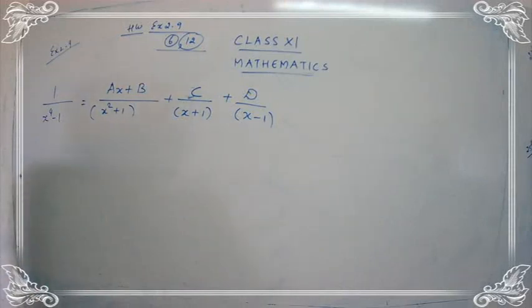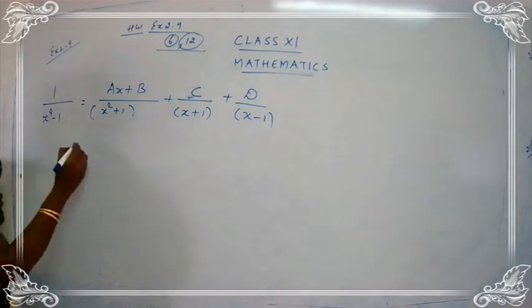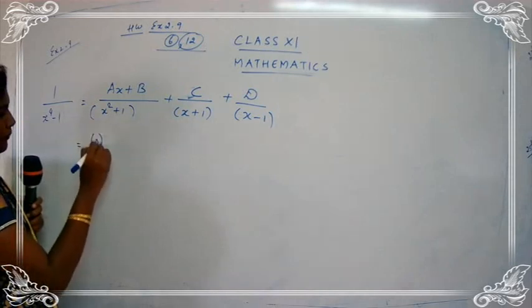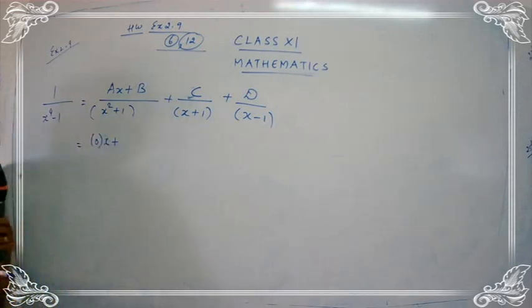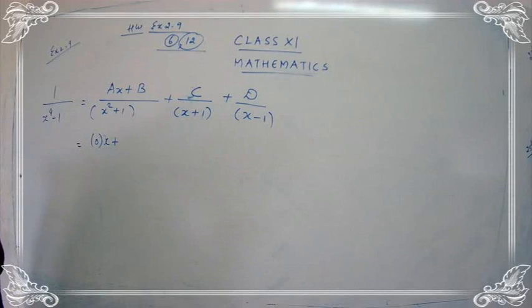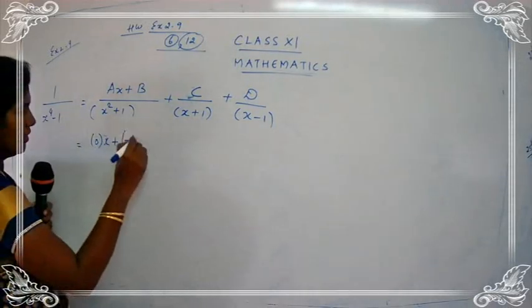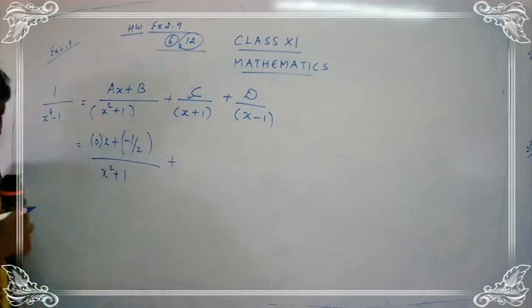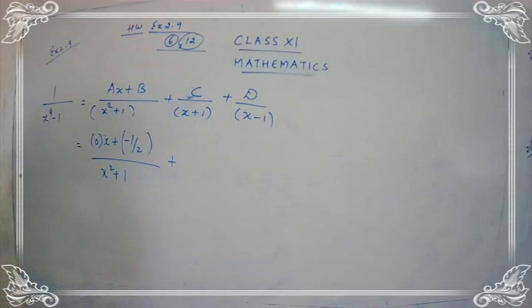So now we are going to substitute all the values. What was the value for a, children? It was 0. So this is equal to 0x. What is the value for b given to you? What we have found? b is equal to minus half. So put here minus half upon x square plus 1, plus c value. c is minus 1 by 4.